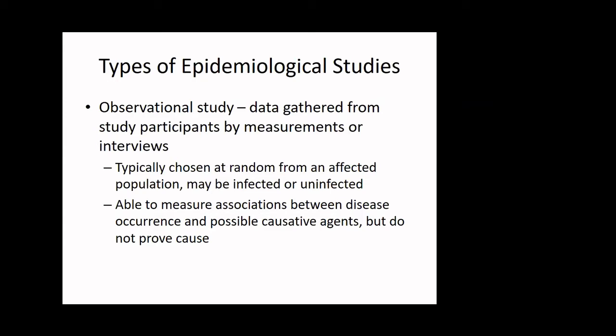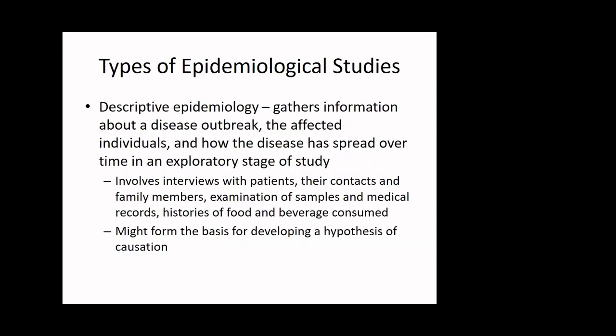The types of epidemiological studies: the first one is observational, just data gathering, either by taking measurements or from interviews with people. The goal there is to make associations between disease and causative agents. Then we have descriptive epidemiology, which gathers information about an outbreak, the affected individuals, and how it's spreading. That's the really in-depth, okay, what is going on with this disease? How is it spreading? That kind of thing.